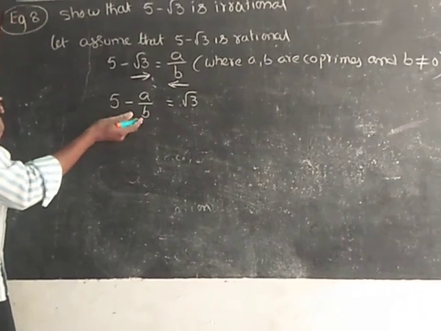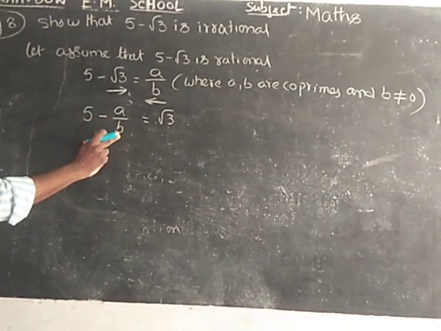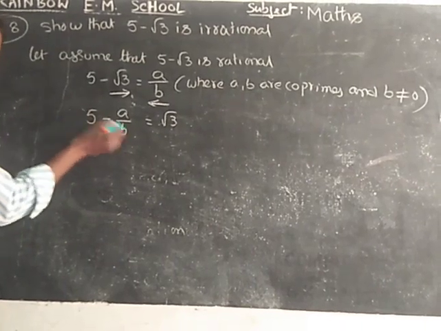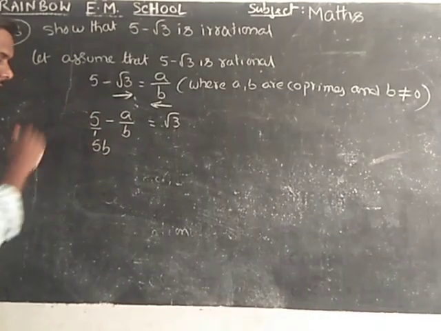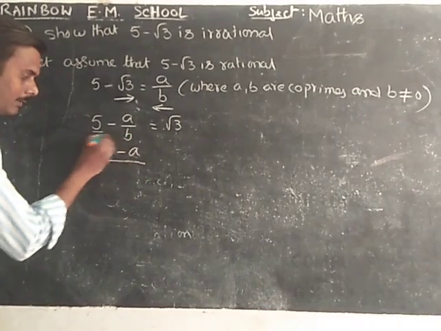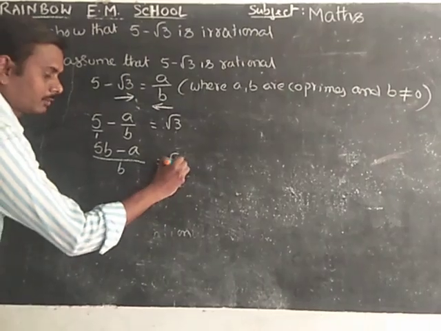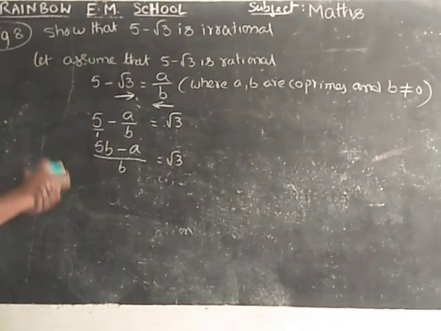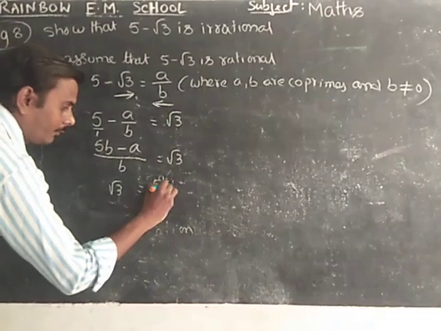Now take the LCM. For the 5, the denominator is 1, and we have denominator b. The LCM of 1 and b is b. Now cross multiply: 5 into b is 5b, and 1 into a is a. So 5b minus a by b equals root 3. Reverse these two, for our convenience only. Then root 3 equals 5b minus a by b.